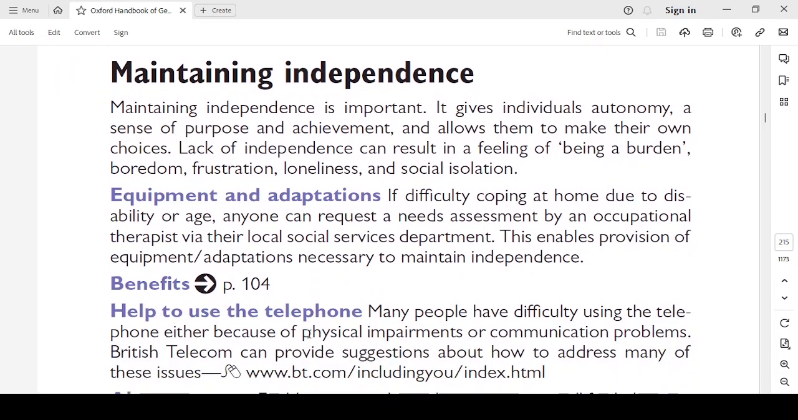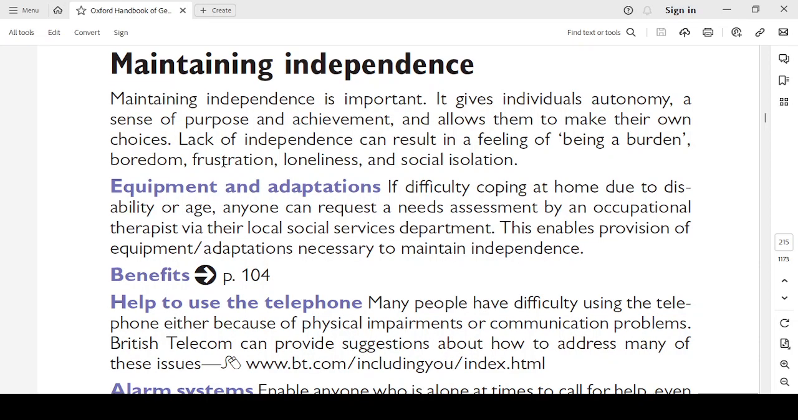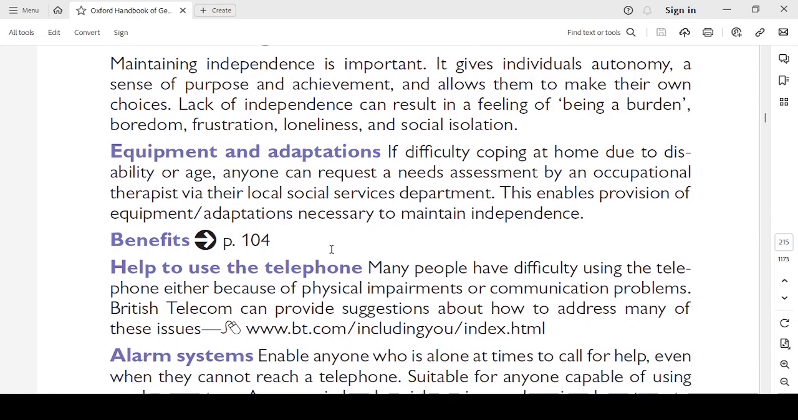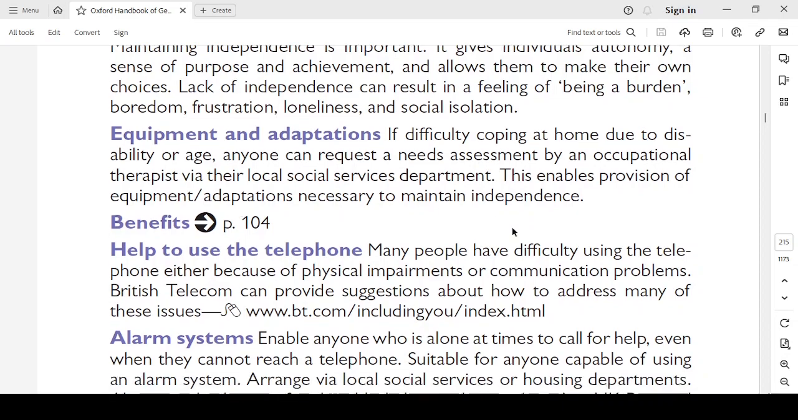Maintaining independence. Maintaining independence is important. It gives individuals autonomy, a sense of purpose and achievement, and allows them to make their own choices. Lack of independence can result in a feeling of being a burden, boredom, frustration, loneliness, and social isolation. Equipment and adaptations: if there is difficulty coping at home due to disability or age, anyone can request a needs assessment by the occupational therapist via the local social service department. This enables provision of equipment or adaptations necessary to maintain independence.